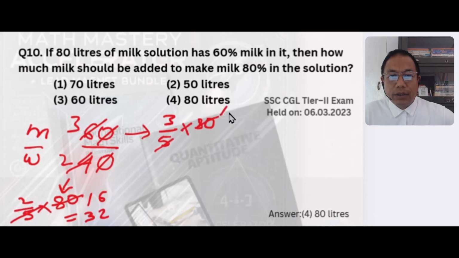into 16. 6 3 are 18. 8 1 in hand. 3 1 is 3. 4. 40 liters. Milk is 48 liters.